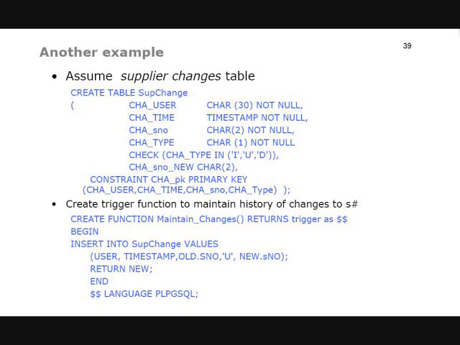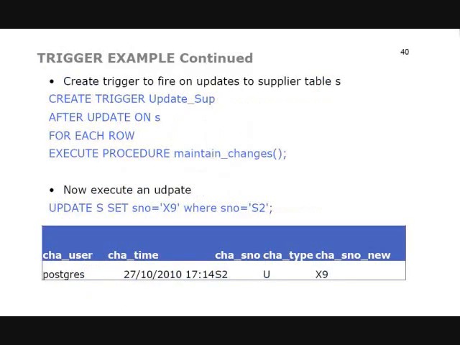So I'm going to have the S number associated with the change, and the type of change that happens, and I am going to constrain that to be either I for insert, U for update, or D for delete. So that is going to be the type of change that happened at that point. And then I am going to have possibly a new S number if it is an update. And I have to define a primary key on that table, which might contain all of those fields. Now I want to create a trigger, which is going to maintain my table of changes.